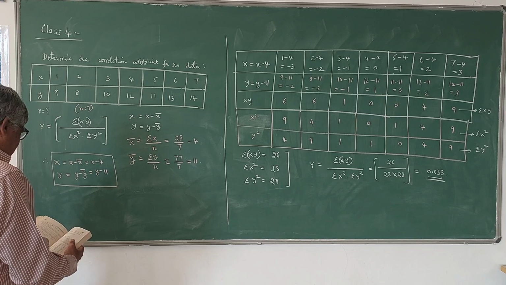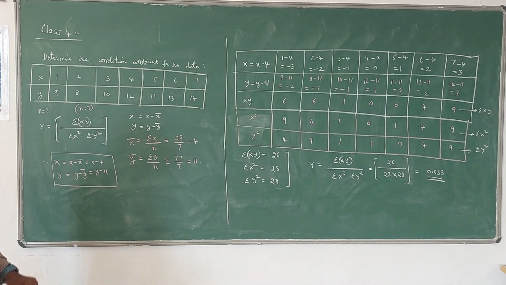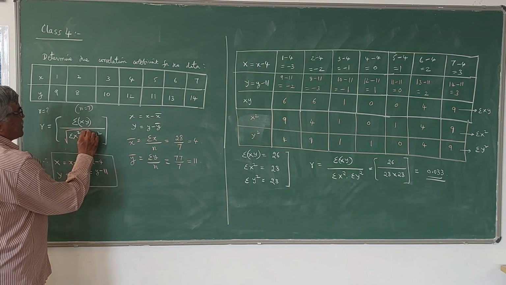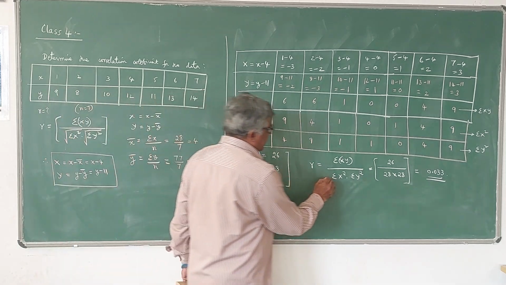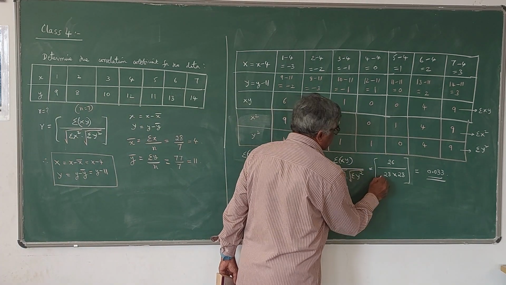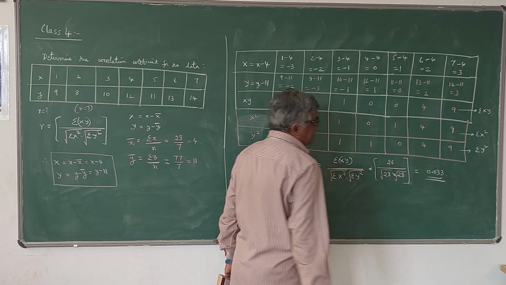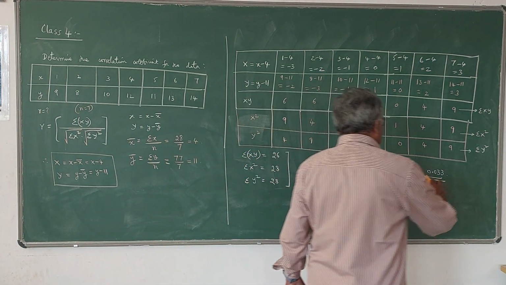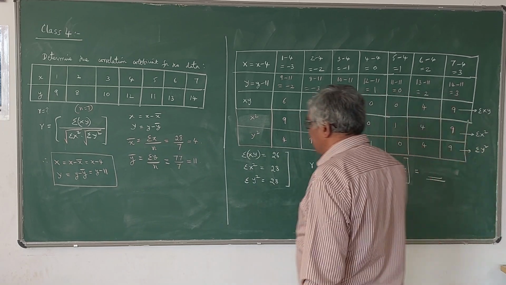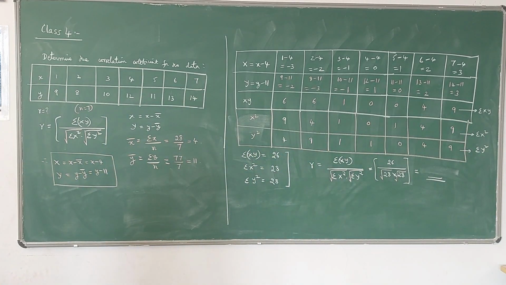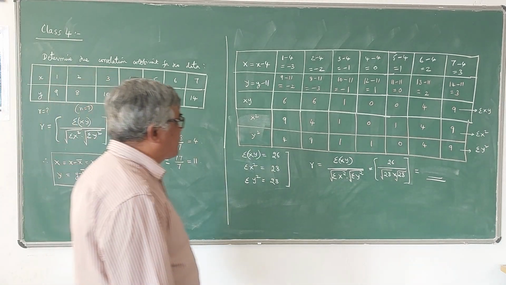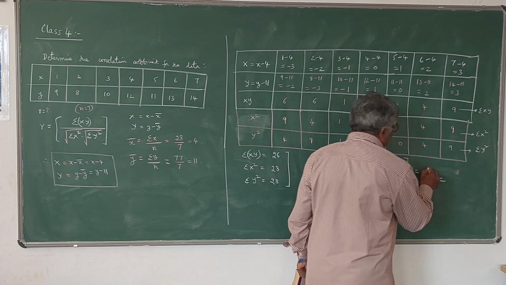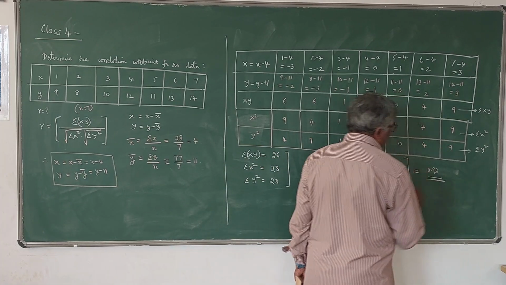Oh, I am sorry. This is root. So this should be root. Root of this and root of this. Please make the correction. Yes. This is the formula. So here you will get the answer. Please make the correction: sigma xy divided by square root of sigma x square into square root of sigma y square. So if you simplify this, you will get 0.90. Yes, this is the correlation coefficient.